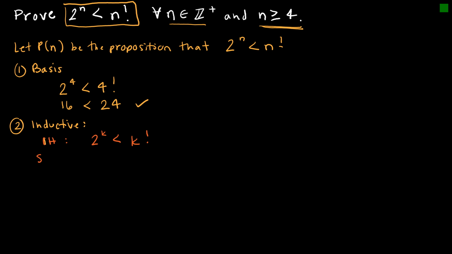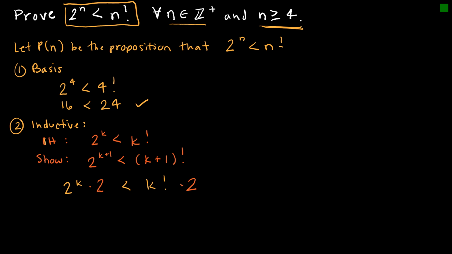What I want to show in order to prove this is true is again k plus 1. So I want to show that 2 to the k plus 1 is less than k plus 1 factorial. That's what I want to show. So let's see if I'm able to do that given what I know. I start with 2 to the k is less than k factorial, because that's what I know. So what am I going to do to each side? I'm actually going to multiply it by 2.